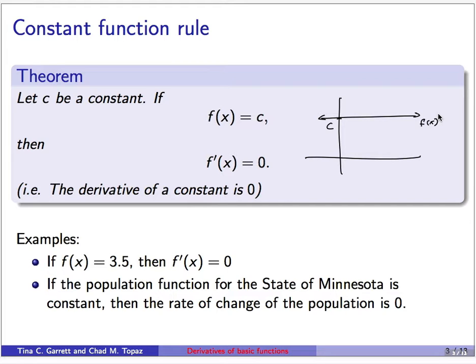Well, the sensitivity or the change in the output variable is going to be 0. You can also think about this in terms of slope. So this function has 0 slope everywhere. So we would say the derivative of f, or f prime of x, is 0.